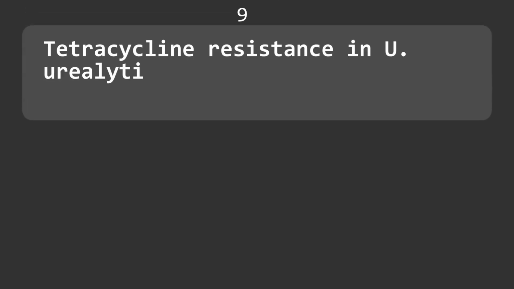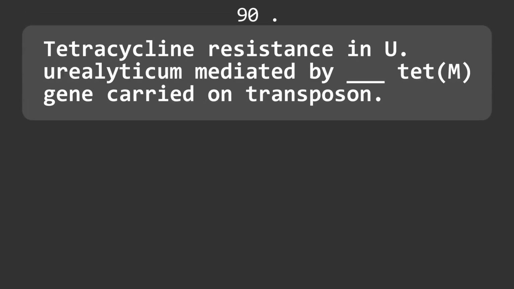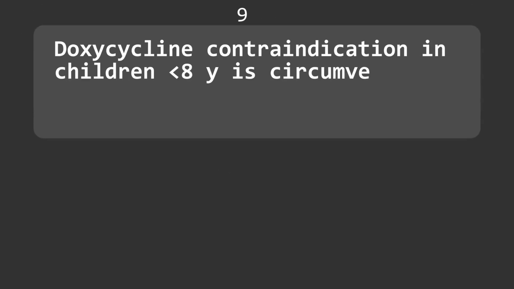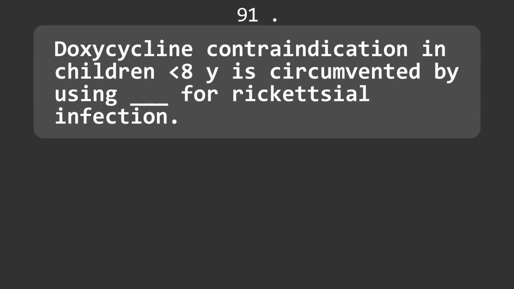Tetracycline resistance in U. urealyticum is mediated by the TET-M gene carried on transposon Tn916. Doxycycline contraindication in children younger than 8 years is circumvented by using azithromycin for rickettsial infection.